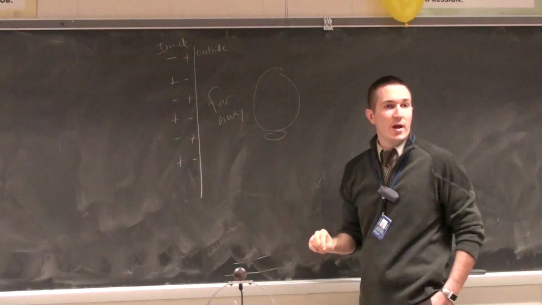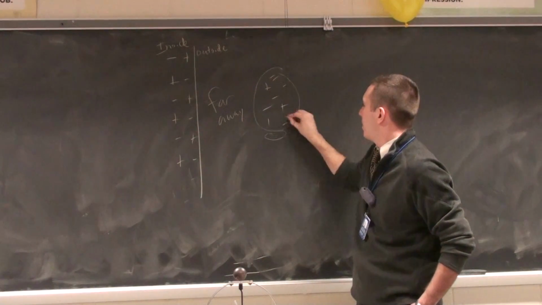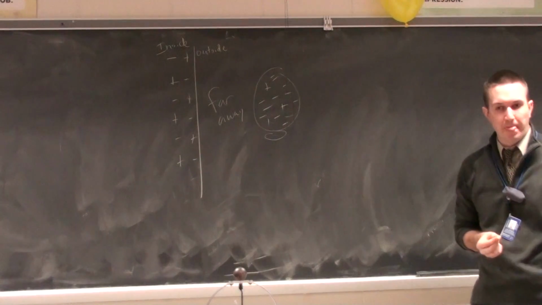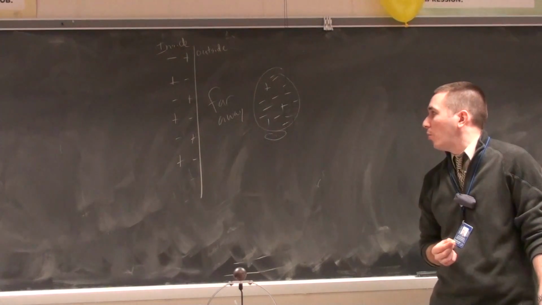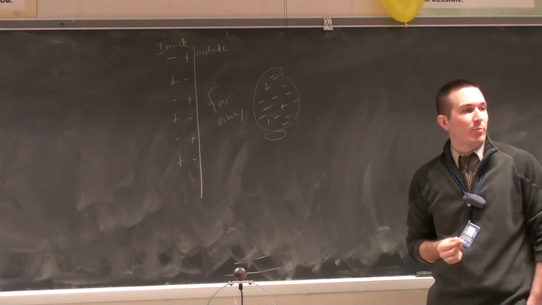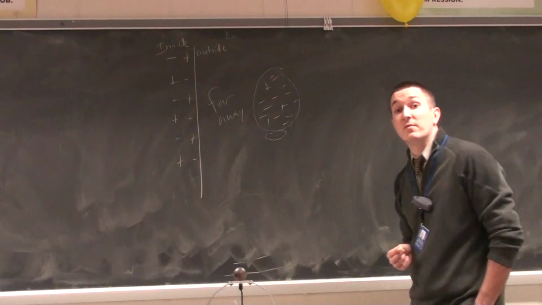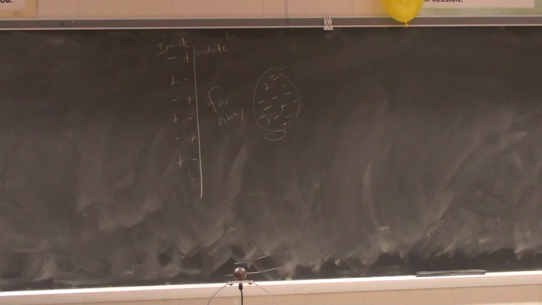we have the balloon. And the balloon has a couple positives on it, but a lot of negatives. Now, can negatives move on the balloon? Yes. What material is the balloon made of? Wait, no, you can't. It's plastic, so it's an insulator. So they can't move there.